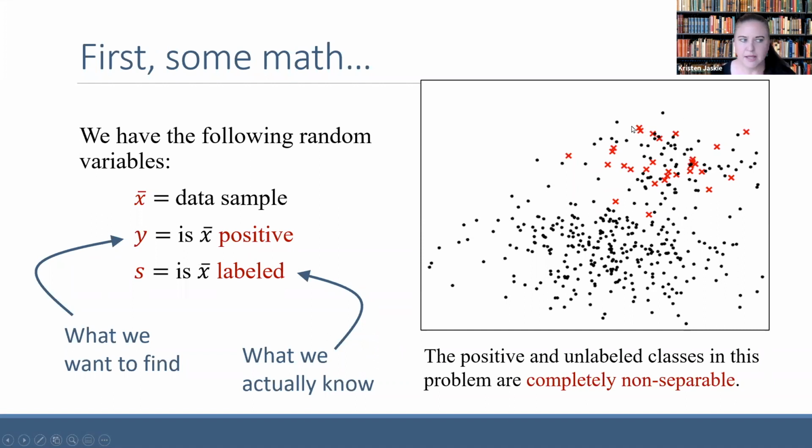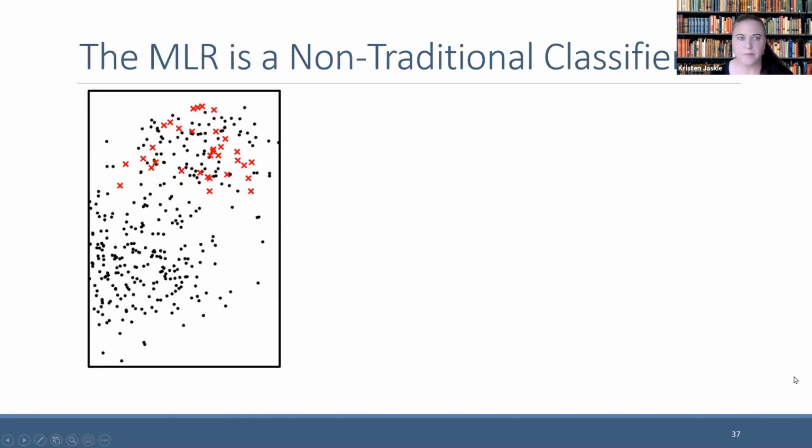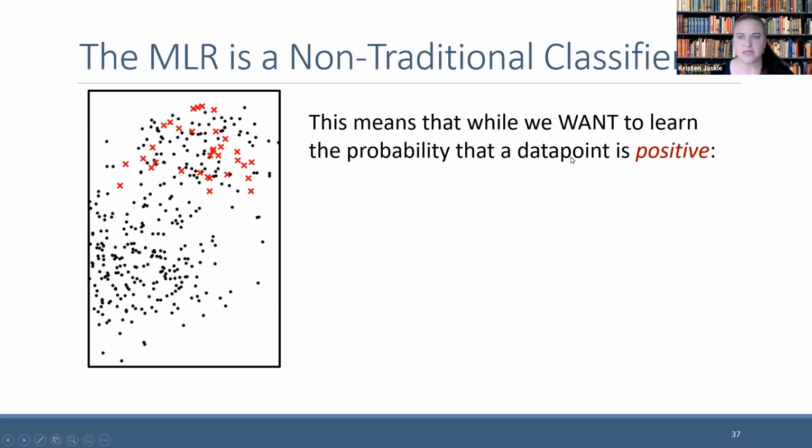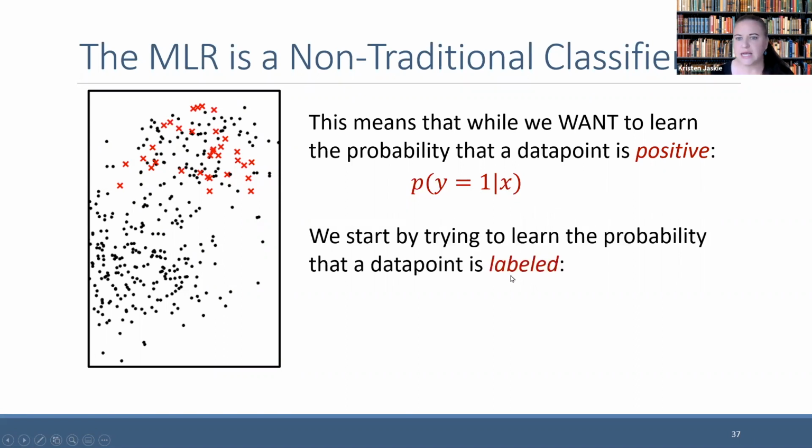Okay, and it's important to remember that the positive and unlabeled classes are completely non-separable. So we're going to use what's called a non-traditional classifier to solve this. And the way this works is that our goal eventually is to learn if a data point is positive or not, meaning what is the probability a data point is positive given its feature vector. This is our classifier that we want. But we're going to start by creating a classifier to learn if it is labeled or not, which is the probability, is it labeled given X? And this is called a non-traditional classifier because this is very atypical. This is not the way most classifiers work.